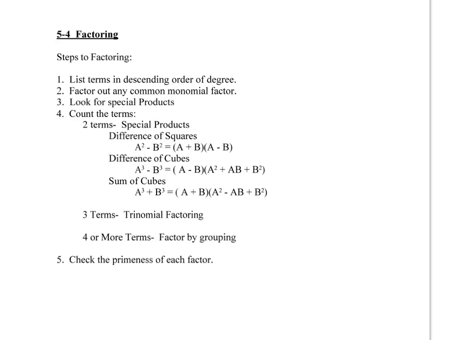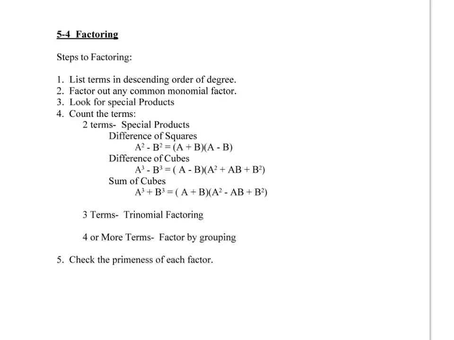List the terms in descending order, so put the highest powers first, and then go down in order. We're going to look for a common factor in each term, factor out the common monomial factor. We're going to look for special products, and we'll talk about what the special products are. They're these right here. And you will do differences of cubes and sums of cubes next year in Algebra 2. We won't worry about them too much right now, but they do exist. Just know that they're out there.